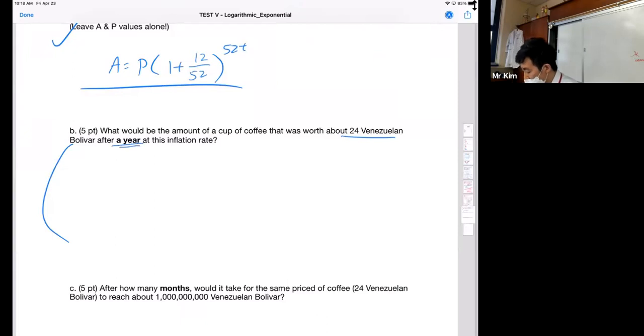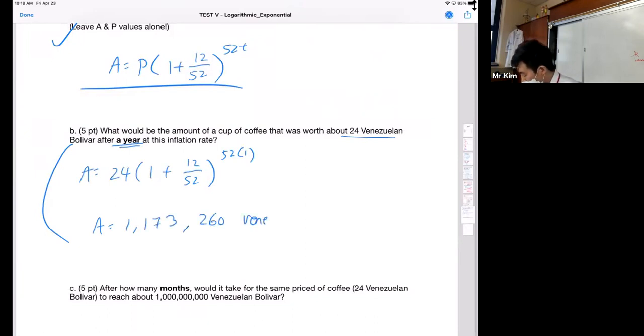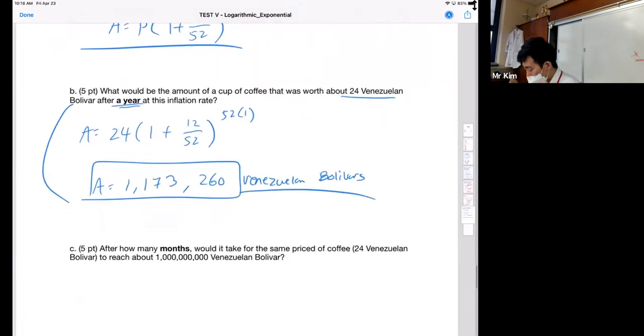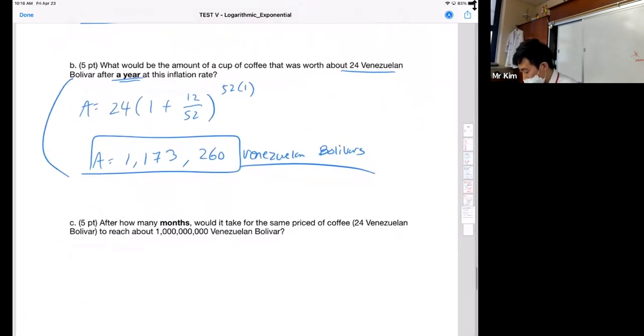But now after a year at this inflation rate, the number should surprise you. 24 Venezuelan bolivar times (1 plus 12 over 52) to the power of 52 times 1 year afterwards. That one cup of coffee, after a year, you need to pay about 1,173,260 Venezuelan bolivars. So you need to bring actual suitcases just to buy a cup of coffee. And that's all going to be cash that you have to pay for.